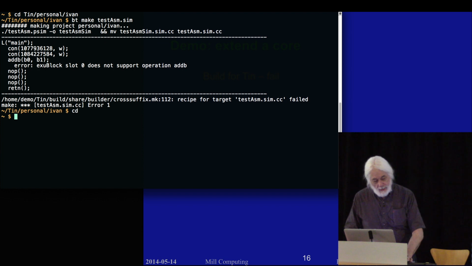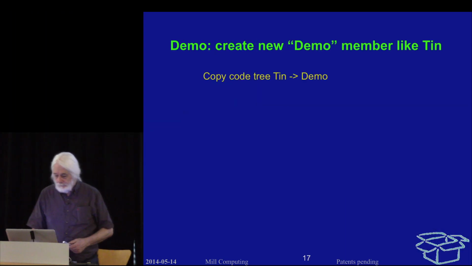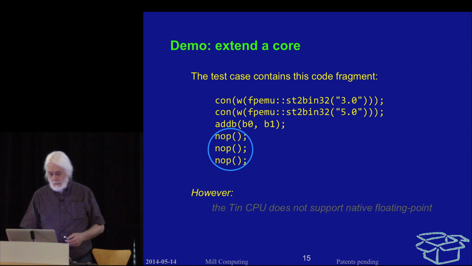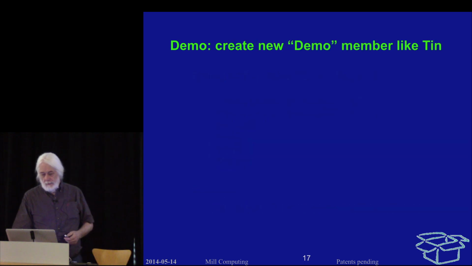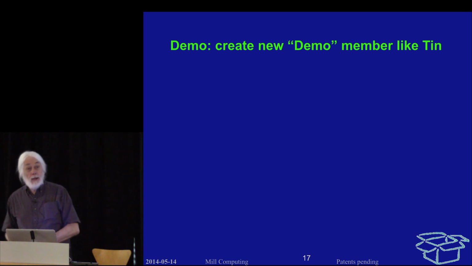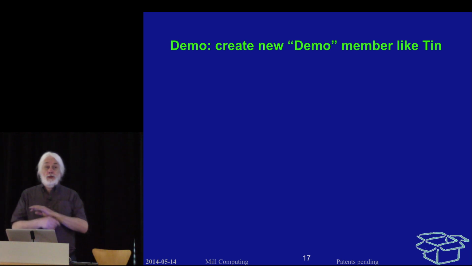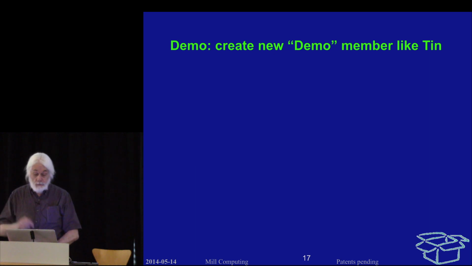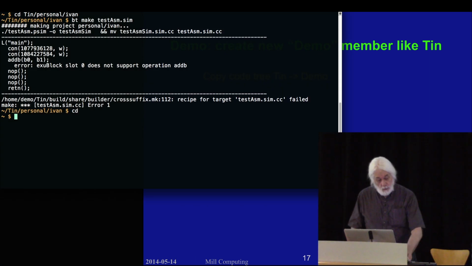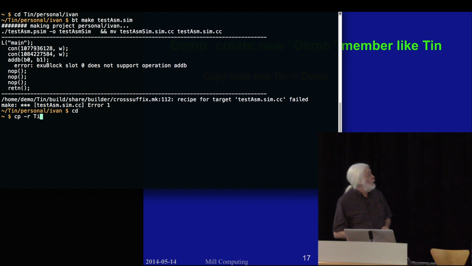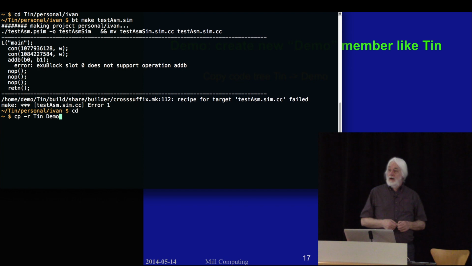Okay, so let me come back to the slides. And we've done that. So we're going to build a new family member, whose name is demo, and it will be identical to tin, except that it'll have a floating point unit that tin does not have, and we're going to add an operation later. So we will copy the entire build tree for tin over into a new tree called demo.